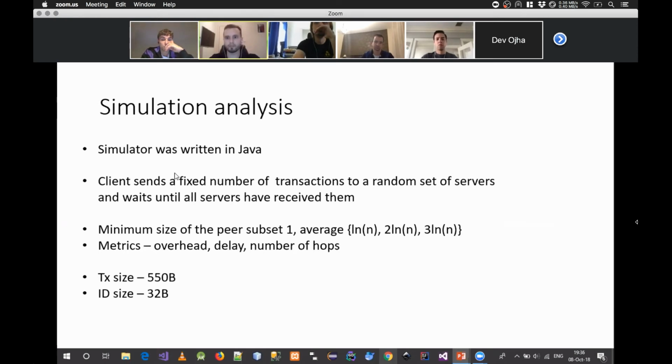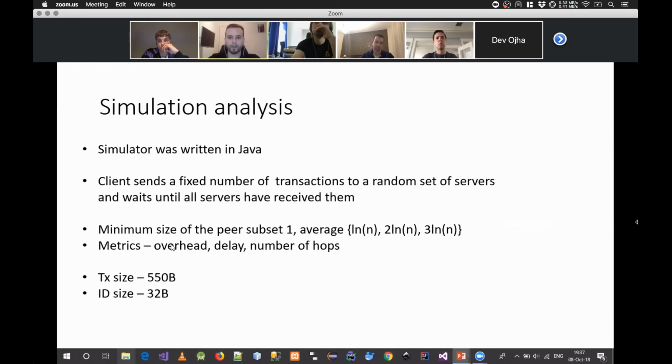There was one presumption in the simulation analysis, and that is that the network graph is always connected. So the minimum size of a peer subset was 1, whereas simulations were executed for three different average peer subset sizes. They were LNN, 2LNN, and 3LNN. And this was primarily done so that we could illustrate how the metrics change when we increase the size of the peer subset.